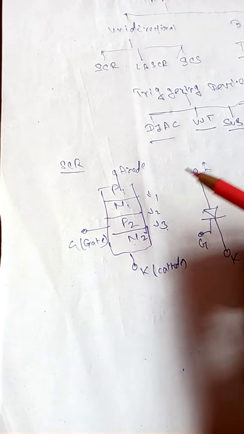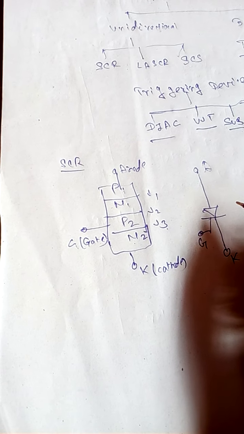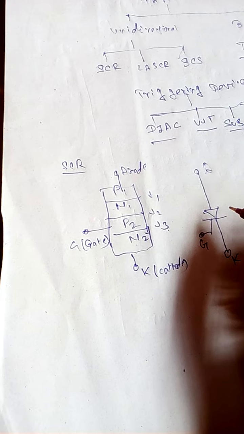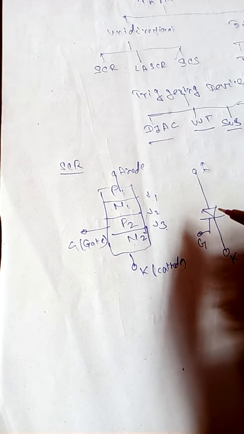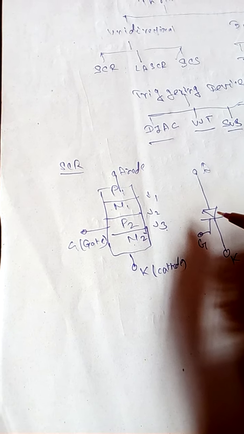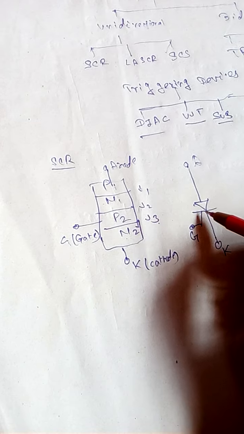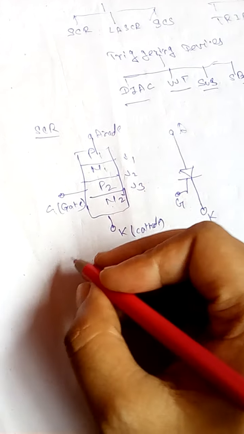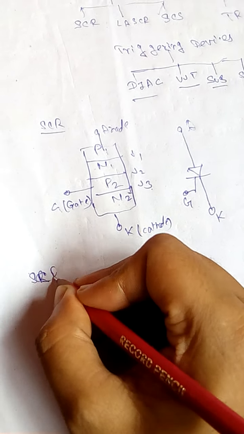The schematic diagram is here, the symbol diagram. The SCR is quite similar to the diode, and in fact SCR resembles the diode since it conducts current in one direction only when forward biased. However, SCR is different from the diode because it has an additional gate terminal, which is used to turn on the device. Then SCR biasing.